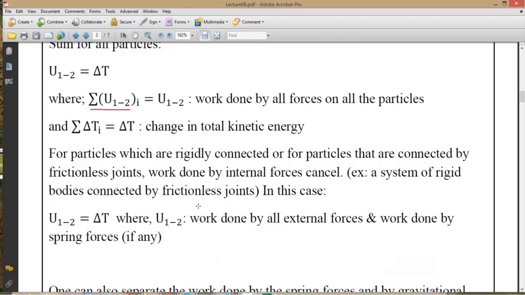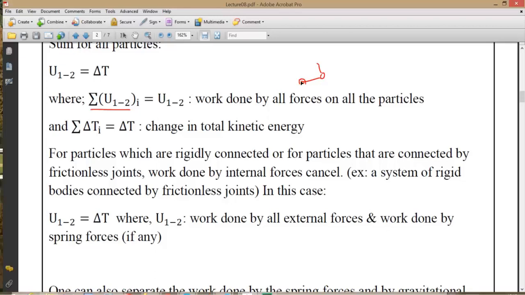For the particles which are rigidly connected or particles that are connected by frictionless joints, when the particles are actually rigidly connected to each other, then it becomes a single rigid body. So that's the rigid body concept. If the particles are connected by frictionless joints, it's kind of a robotic system. So you have this first revolute joint, then you have a second revolute joint, similar to the robot that you saw in your midterm exam.